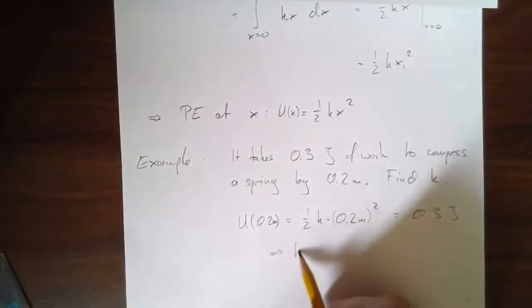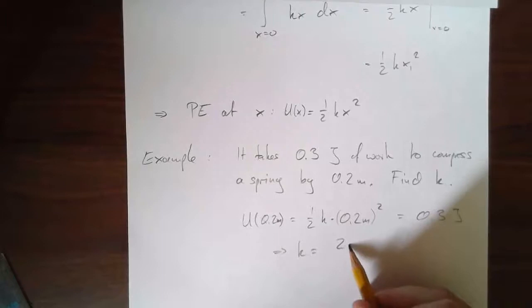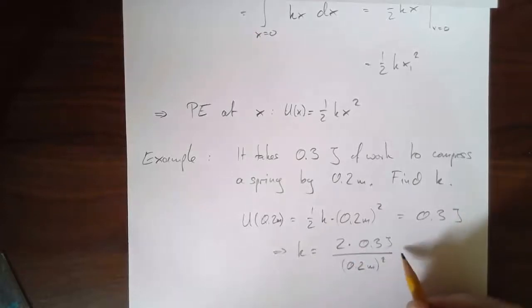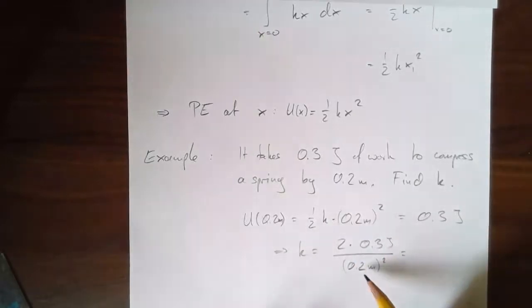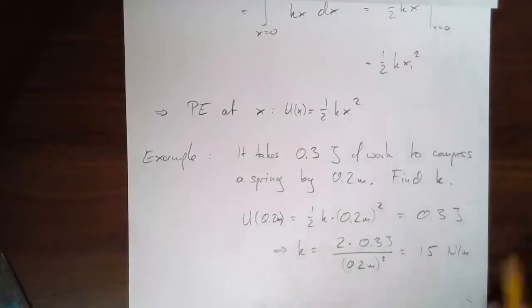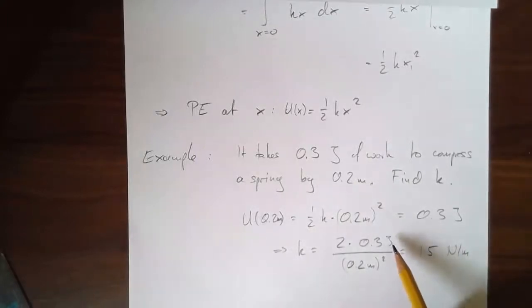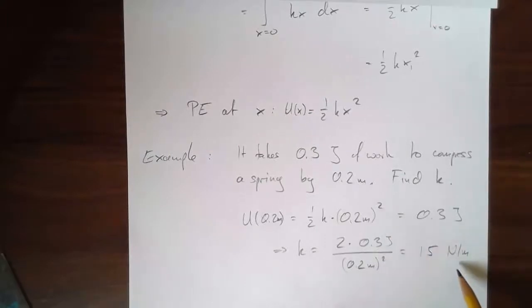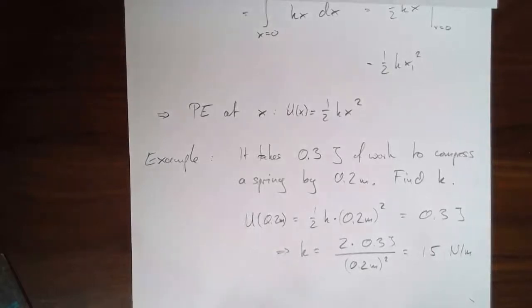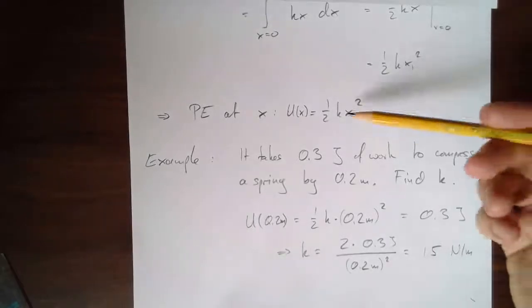So I can rearrange that to find K. K is going to be 2 times 0.3 joules divided by 0.2 meters squared. That is 0.6 over 0.04, which makes 15 newtons per meter. And with units, remember joules is given in newton times meter. I divide by meter squared, I'm going to get newtons per meter. Okay. That is just a very simple example applying this expression.